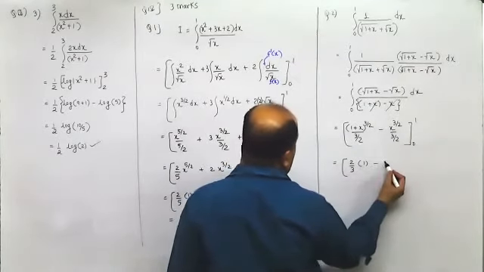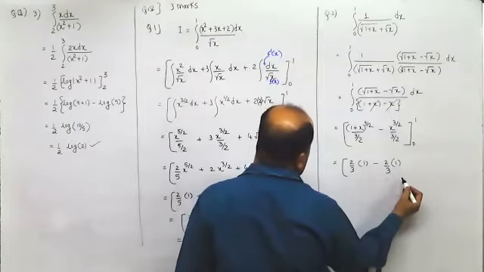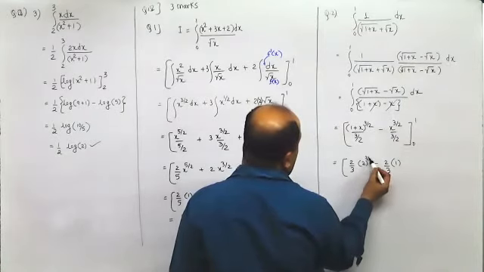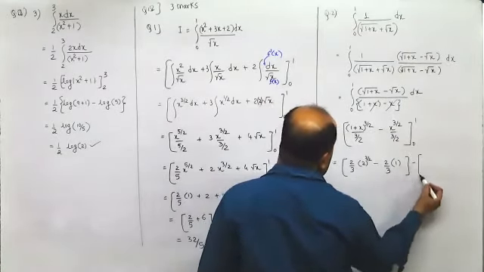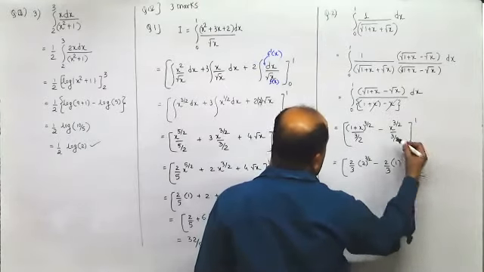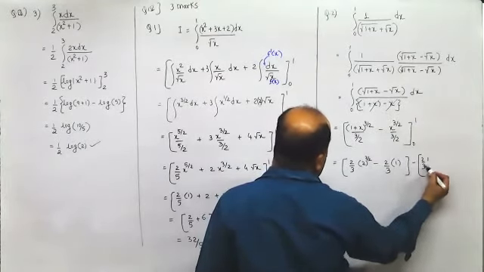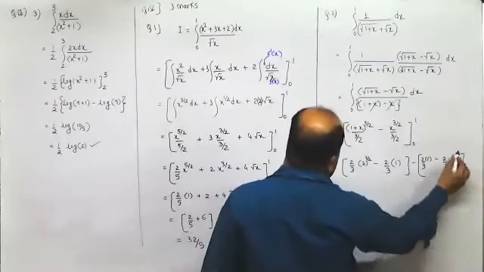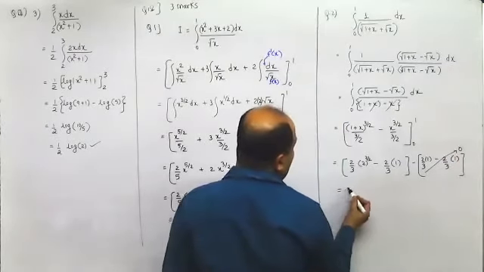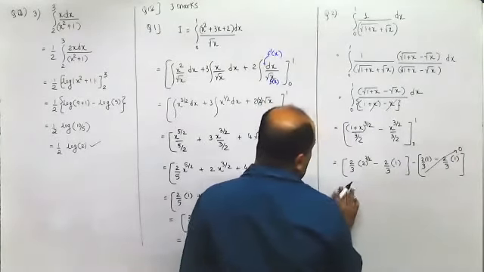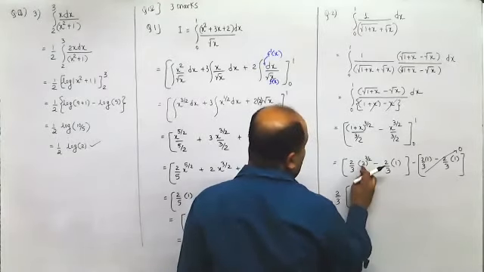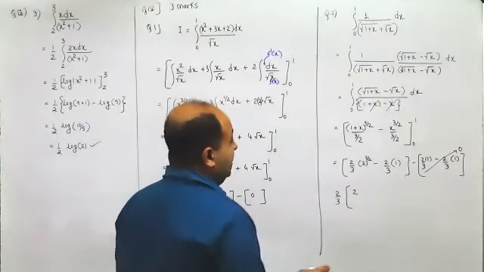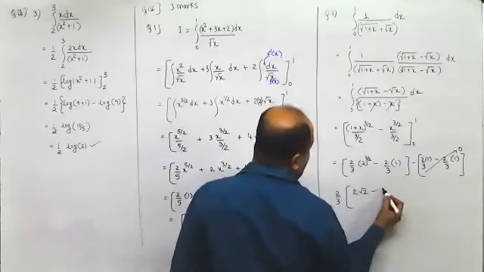First substitute the upper limit 1, this is 2 by 3, and when you substitute 1 you will get 2 raised to 3 by 2. Then minus, when you substitute 0, this will become 1 raised to 3 by 2. This would also become minus 2 by 3, 1 raised to 3 by 2. This is 0. Take 2 by 3 out. You get 2 root 2 minus 1. Remember, a raised to 3 by 2 is a root a. So 2 raised to 3 by 2 is 2 root 2 and this is minus 1.